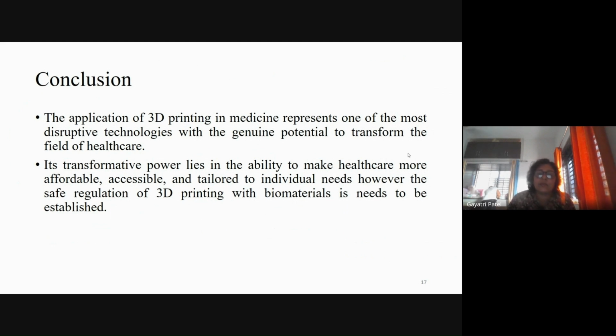Its transformative power lies in the ability to make healthcare more affordable, accessible, and tailored to individual needs. However, the one restriction I see is that safe regulation of 3D printing with biomaterials needs to be established, right? So this is the bottom line of my presentation. I hope I could make my talk interesting.